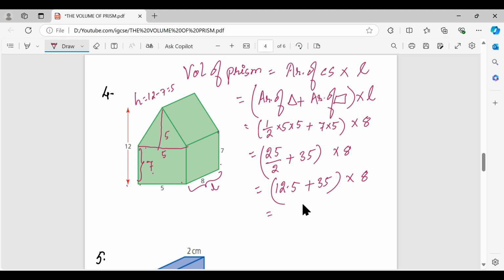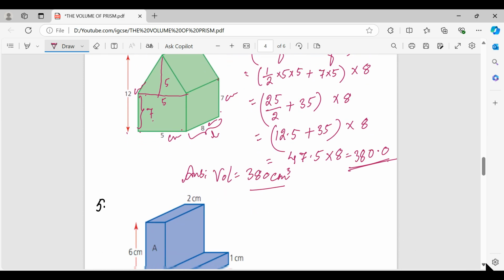So this will be 47.5 times 8. 8 fives are 40, 8 sevens are 56, plus 4 is 60, 6 carried, 8 fours are 32, plus 6 is 38. So you get the answer as 380, right? Again, the units are not mentioned, so let me mention them as centimeters. You can write your answer as the volume is 380 centimeter cubed.